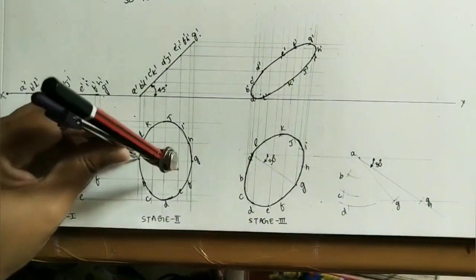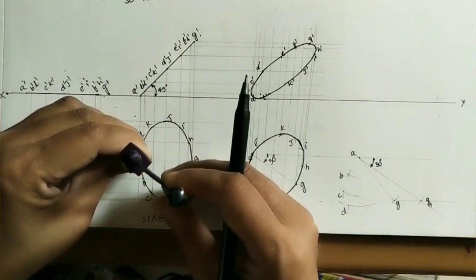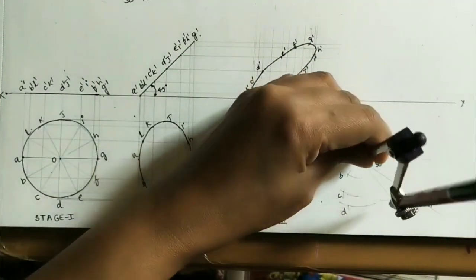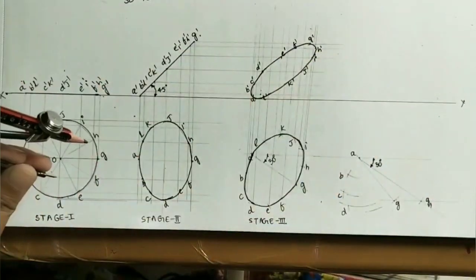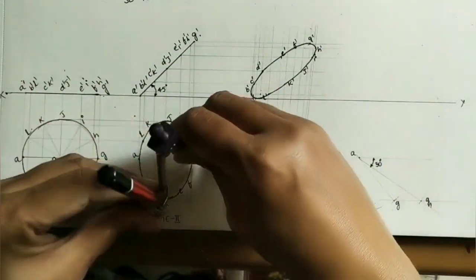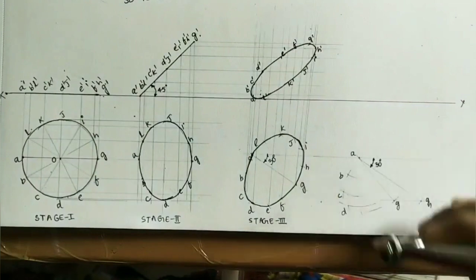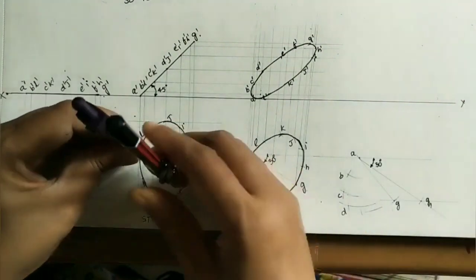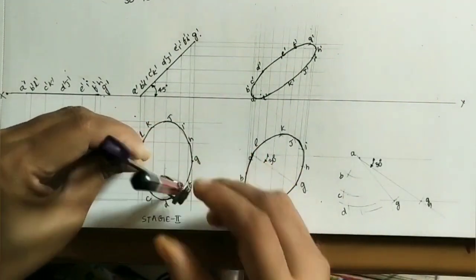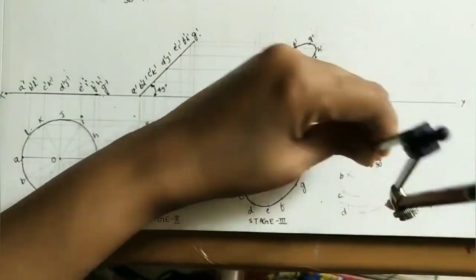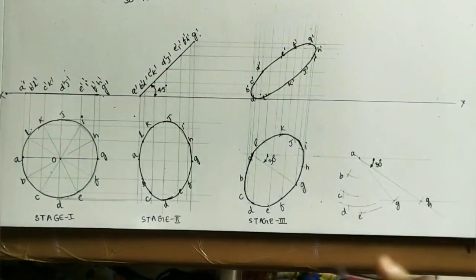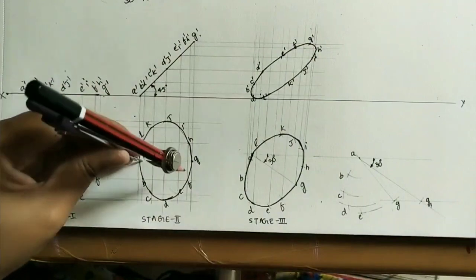After D, take E point. Take AE length, A as center, do an arc here. Similarly, take GE length, G as center, cut this arc. So here extend this arc, AE length. This is E point.